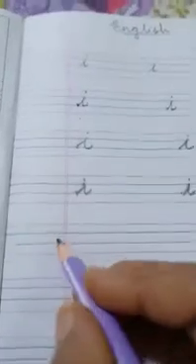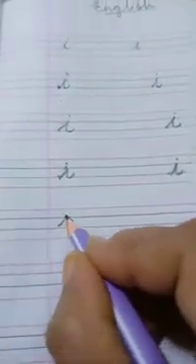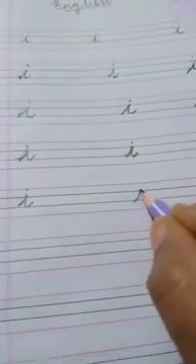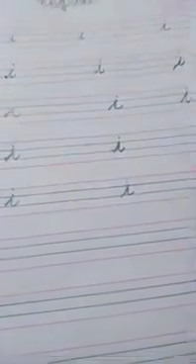Whenever you write, please speak and write in phonic way. E. I says E. Ice cream. Okay, ice cream. I says E and E says ice cream. Okay, complete.